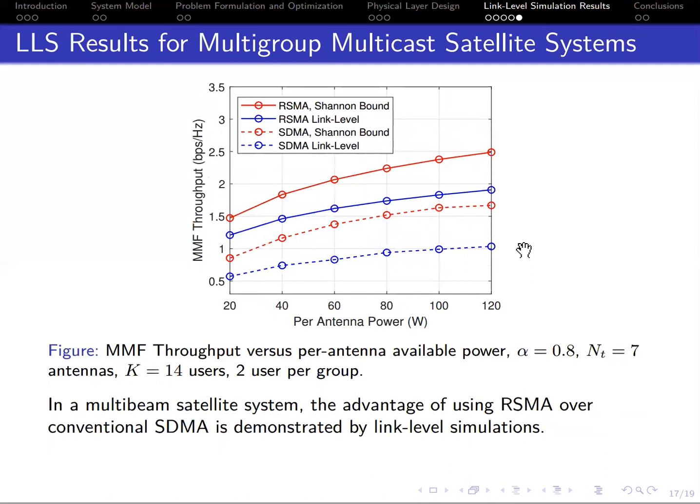Finally, we consider a multi-beam satellite system where a geostationary satellite equipped with 7 antennas serves 14 single antenna users simultaneously. 2 users are served by each beam, and the system still follows multigroup multicast transmission. This figure shows the channel bounds and throughput versus an increasing per antenna available transmit power. We can still observe the advantage of using RSMA in multi-beam satellite communications over the conventional SDMA strategy.